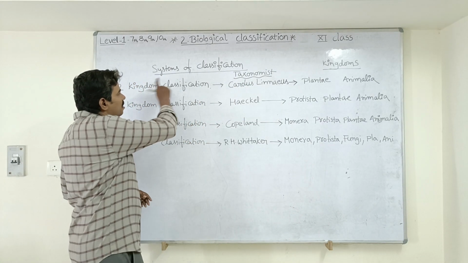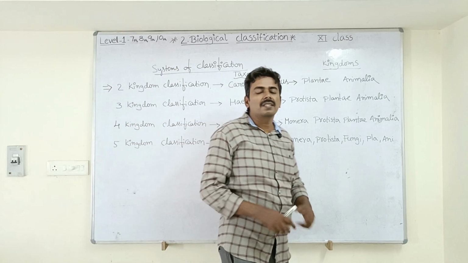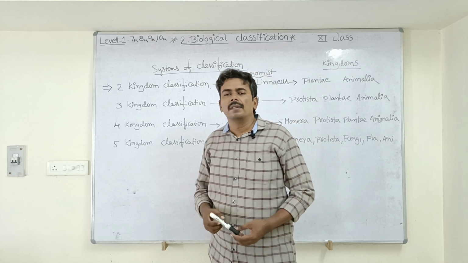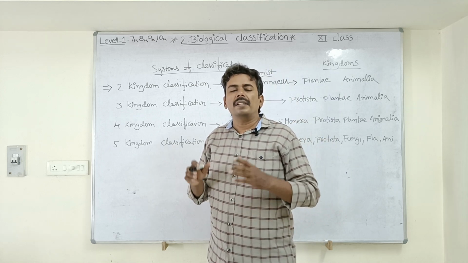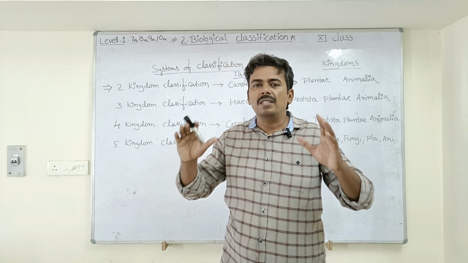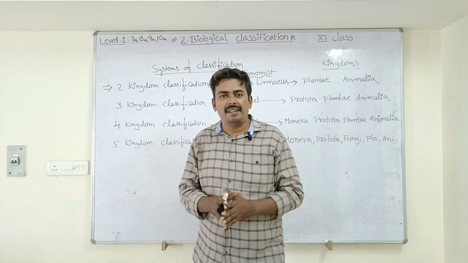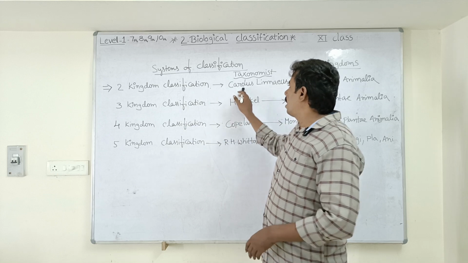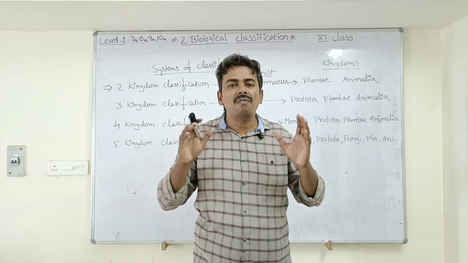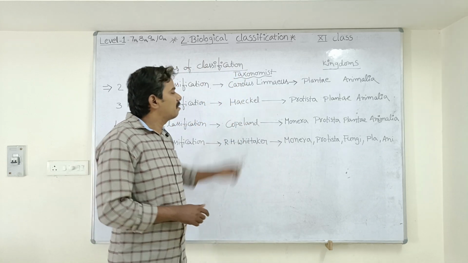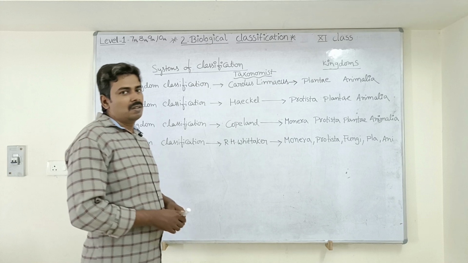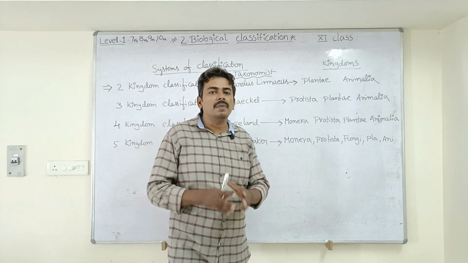Now the next topic, systems of classification. Students, earlier, as the technology wasn't developed, the scientists, they just classified the living organisms based upon their basic external characters. Okay, so Carolus Linnaeus, the taxonomist, he is also called as the father of taxonomy. This particular taxonomist, he classified the living organisms into two kingdoms. Okay, so it is called as two kingdom classification.